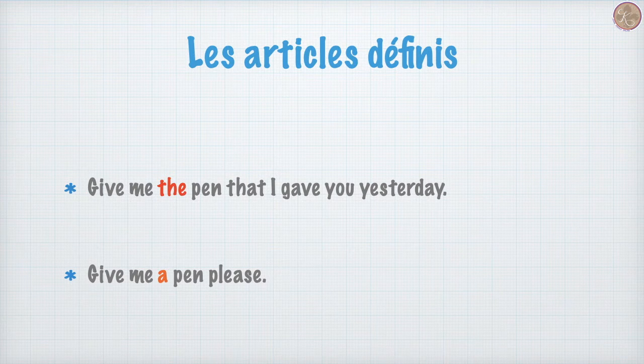Second sentence. Imagine I'm borrowing a pen from you and I want to return it at the end of the class. So I ask you, give me a pen, please. So I'm not very specific. I just need a pen to write. So I ask you, give me a pen, please. Any pen. So it's not specific. So in that case, I do not use the definite article. So the definite article is used when you are very specific about the noun. All right? The same rule applies in French as well.